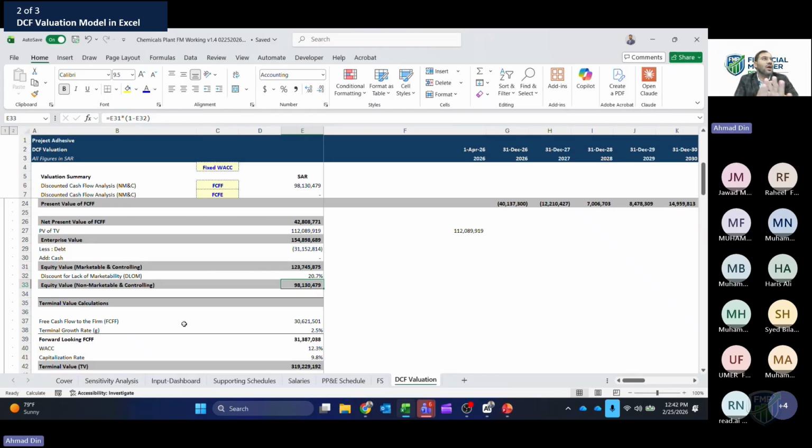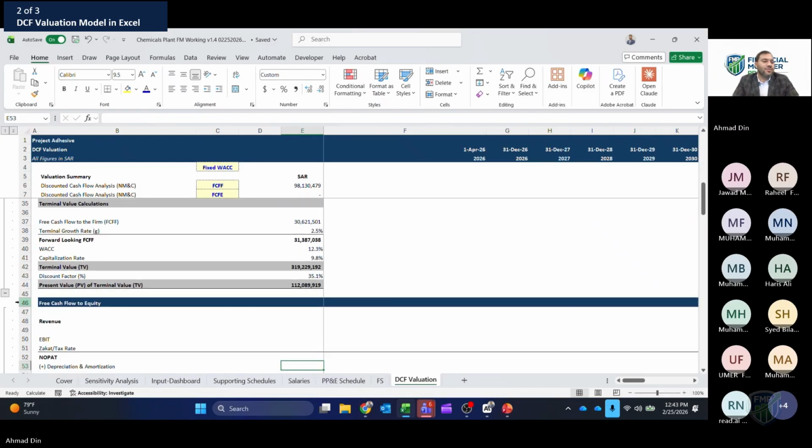Does anyone have a question up to this? All clear? Okay. Now we will move to our second method, free cash flow to equity. How to calculate free cash flow to equity? The formula is FCFF minus finance cost net of tax minus net debt. So we will get our FCFE.